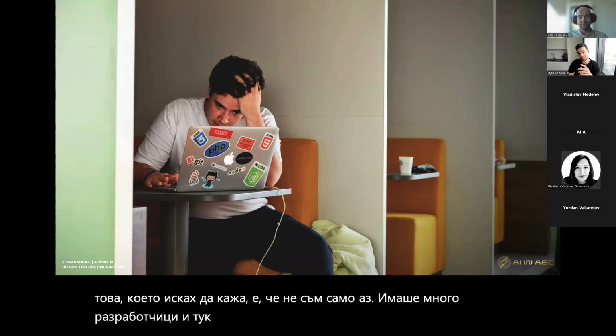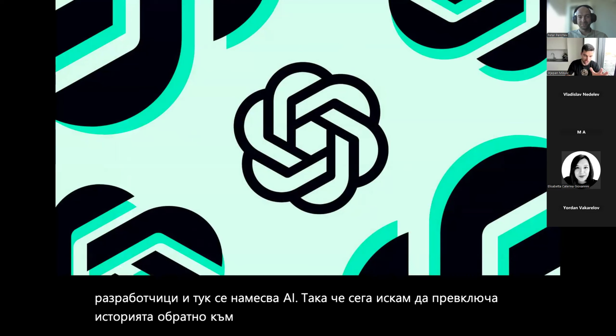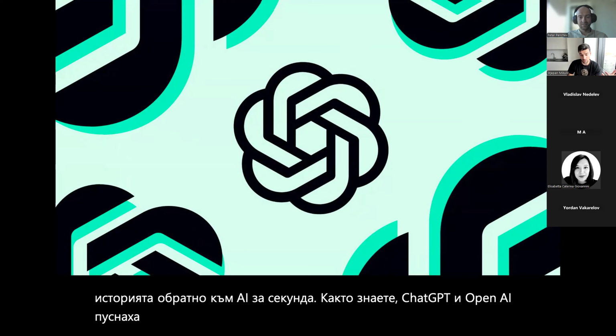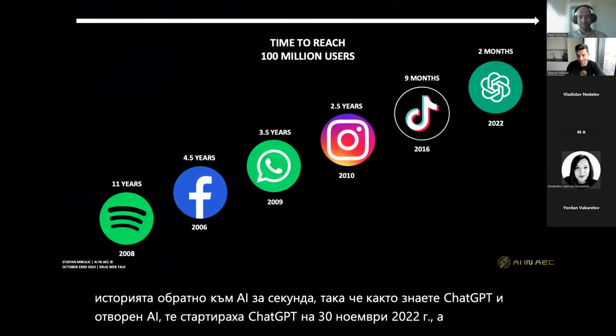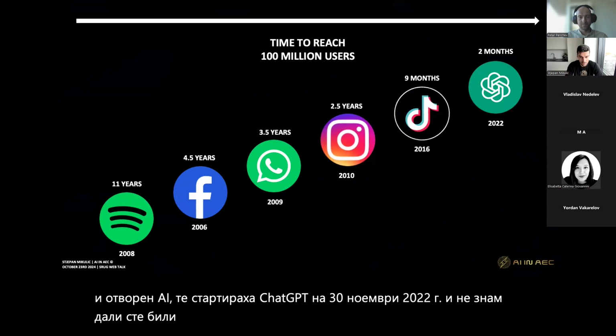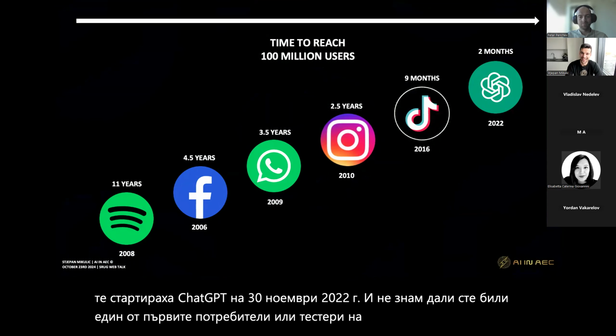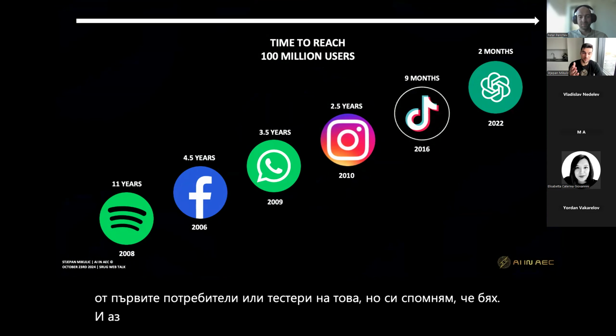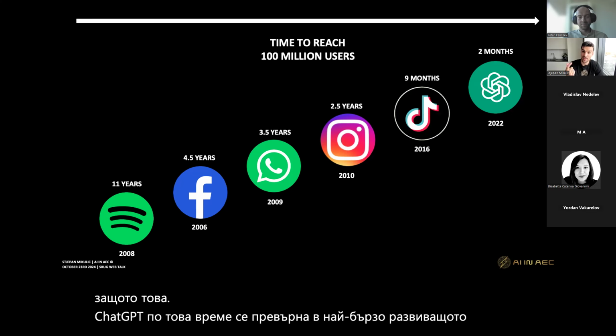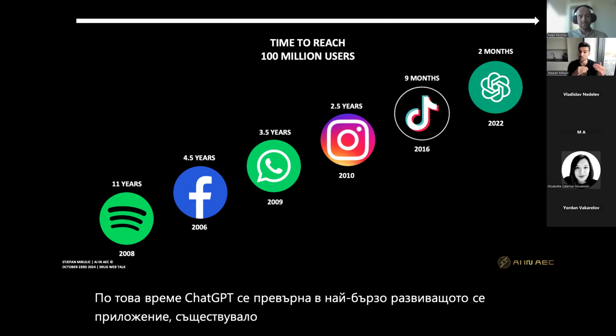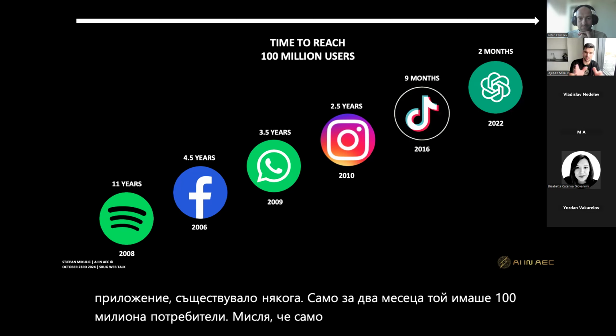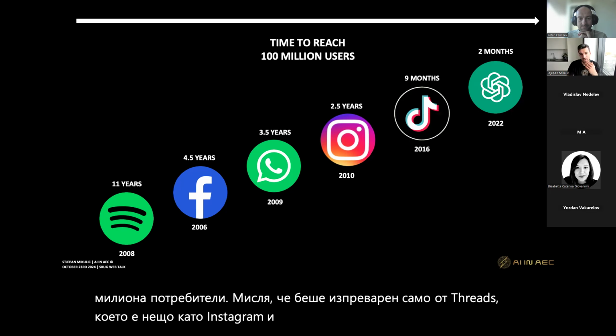So now I want to switch the story back to AI for a second. As you know, OpenAI launched ChatGPT on November 30th, 2022. I don't know if you were one of the first users or testers of this, but I remember I was, and I was joining the group of 100 million users, because ChatGPT at that time became the fastest growing app ever to exist. In only 2 months, it had 100 million users. I think it was only overtaken by Threads, Meta's stuff, last year.